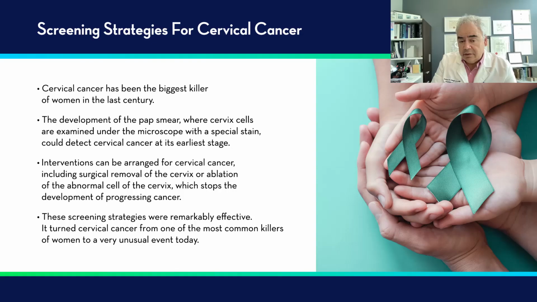One of the most effective screening strategies was the development of the Pap smear. Cervical cancer was one of the biggest killers of women in the last century. With the Pap smear, cells from the cervix are examined under the microscope with a special stain, which could detect cervical cancer at its earliest stages, and then interventions could be arranged. These interventions include surgical removal of the cervix or ablation of the abnormal cells on the cervix, which stop the development of a progressive cancer. These screening strategies were extremely effective and turned cervical cancer from one of the most common killers of women to a very unusual event today, particularly in women that undergo regular Pap smear screening.